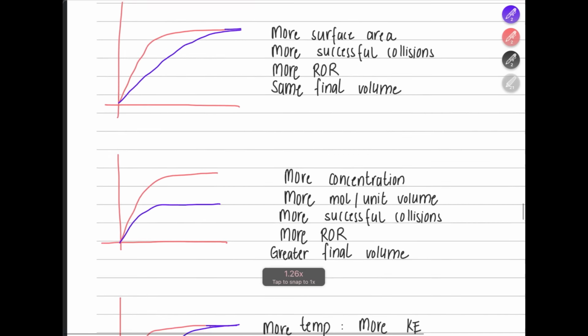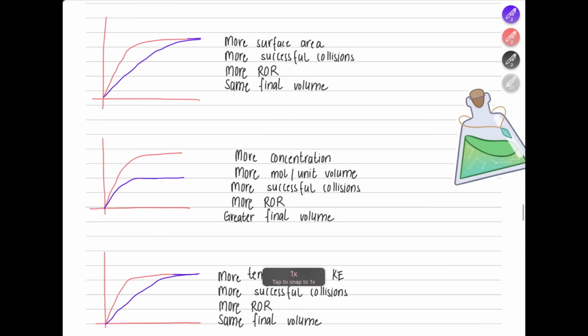Now moving on, here we have three types of graphs. On the first graph, this one has a steeper graph compared to this one. So this means if we're talking about surface area, this one has a greater surface area. The substance is more exposed to react with the other substance, more successful collisions. That's why there's going to be a greater rate of reaction, as you can see with the steeper graph. However, the volume will be the same.